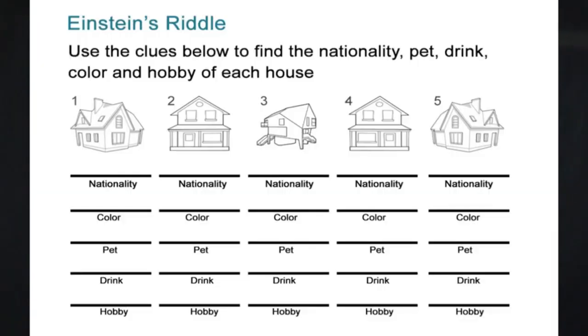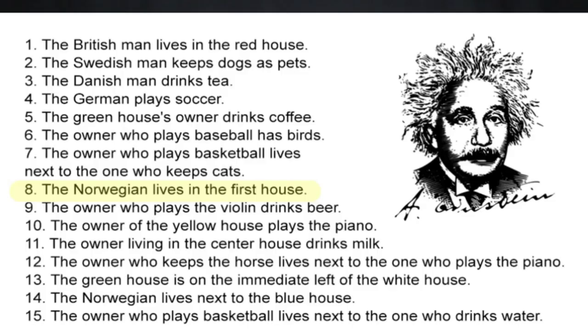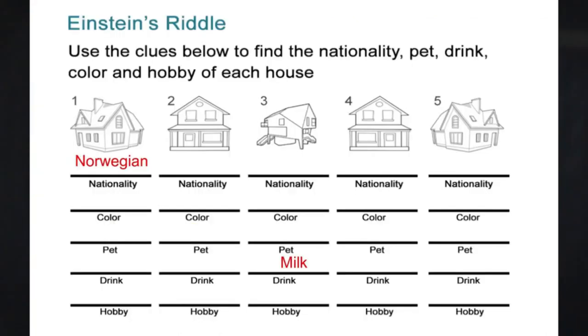Using logic, they figure out who lives where, what they drink, their pet, their color, and their house. For example, the Norwegian lives in the first house. The owner in the middle drinks milk. Students continue until they complete the whole worksheet. This activity works for students of most ages and usually takes about 20 to 30 minutes to complete.